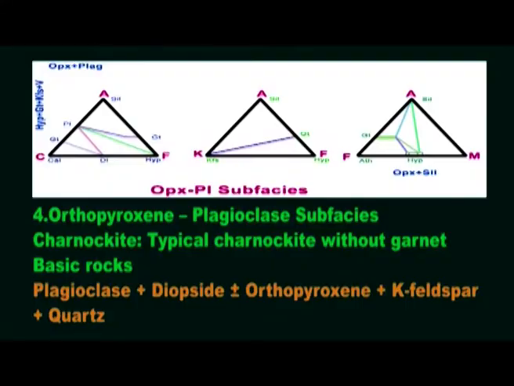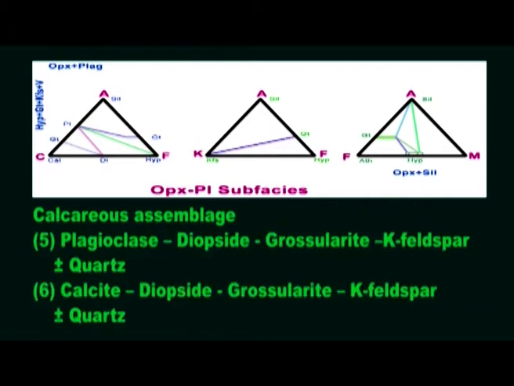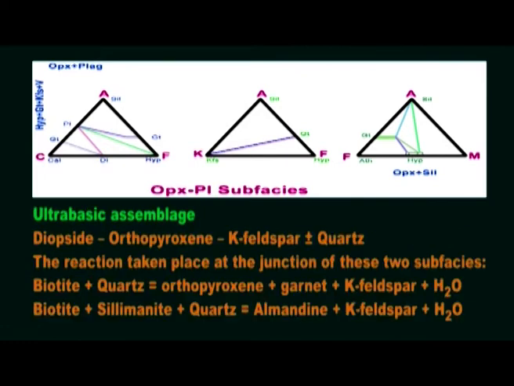Fourth, orthopyroxene plagioclase subphases. Charnockite, typical charnockite without garnet. Basic rocks: plagioclase, diopside, orthopyroxene, potash feldspar and quartz. Calcareous assemblages: plagioclase, diopside, gracilurite, potash feldspar plus or minus quartz. Number 6: calcite, diopside, gracilurite, potash feldspar plus or minus quartz. Ultrabasic assemblages: diopside, orthopyroxene, potash feldspar plus or minus quartz.